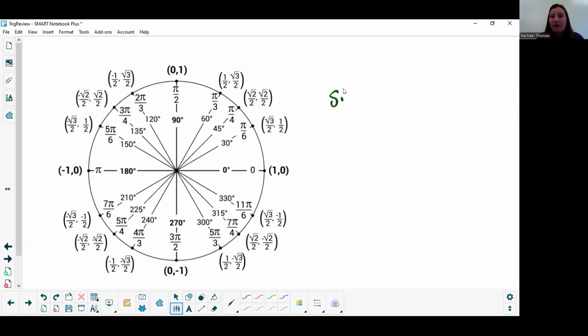So in that very first example I gave you, if I asked you for the sine of 5 pi over 6, you can totally do this now. 5 pi over 6, I found my angle. Sine is the y coordinate. That's 1/2. Easy peasy lemon squeezy, right?